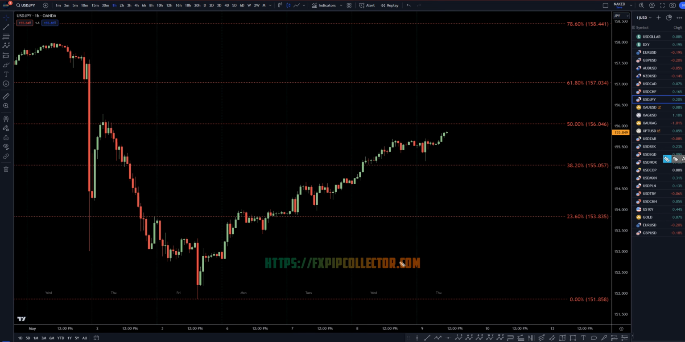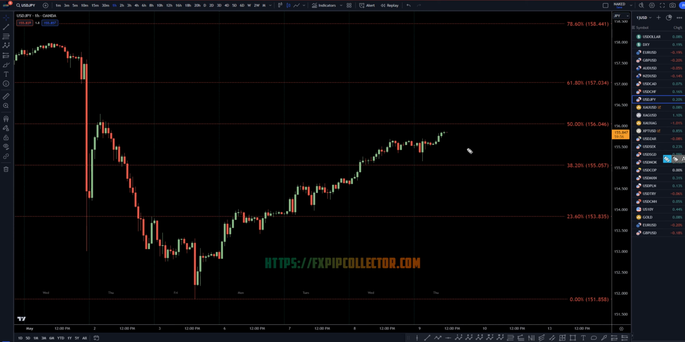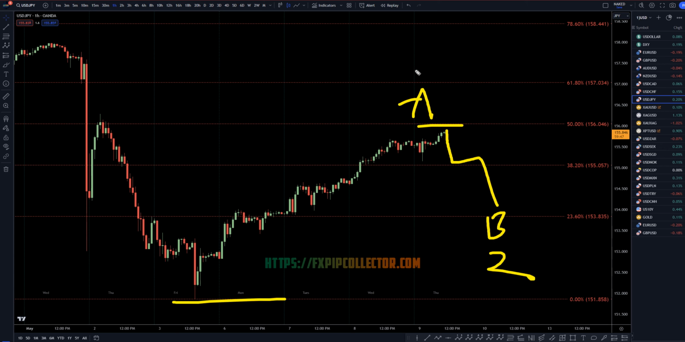Heading down to the 1 hour time frame, this thing has been drifting up all week. Definitely looks like a trend. You would think that at some point it would make a correction to this trend right here, and it would be either a wave B or a wave 2. This would be like a wave A or a wave 1.